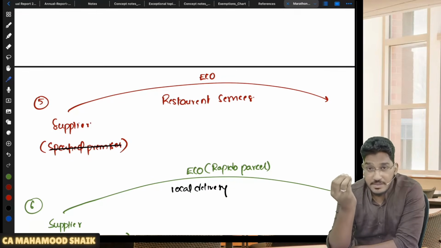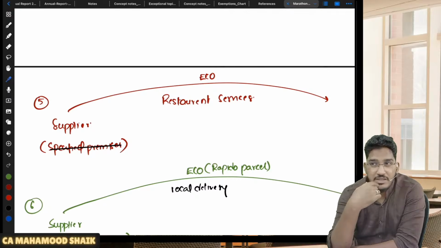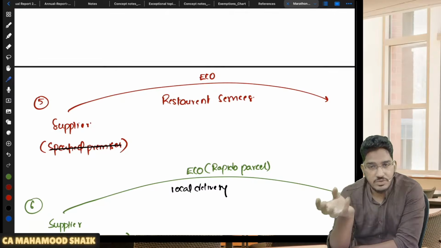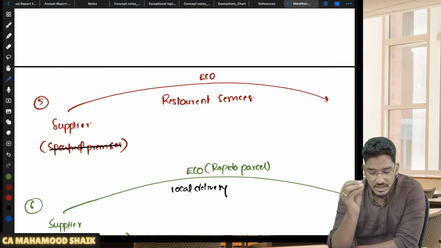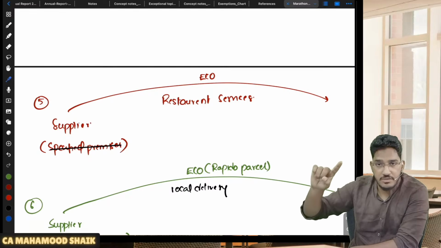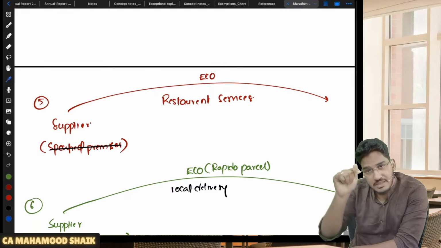Sir, what if the restaurant is a specified premise? Sir, what do you mean by specified premise? Those restaurants which are located in 5-star hotels. Simply remember it that way. So those restaurants located at 5-star hotels will be considered specified premises. If those restaurants are supplying restaurant services through the e-commerce operator, then that supplier only will pay the amount of GST.